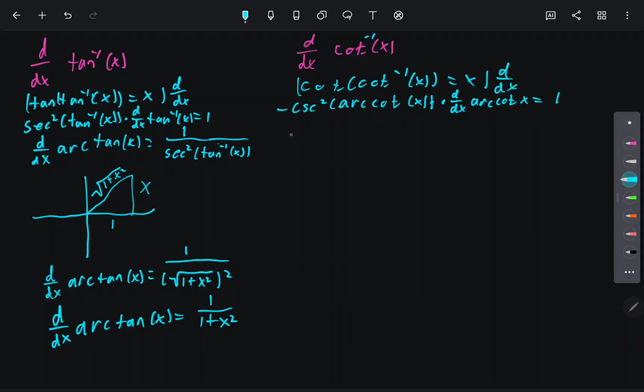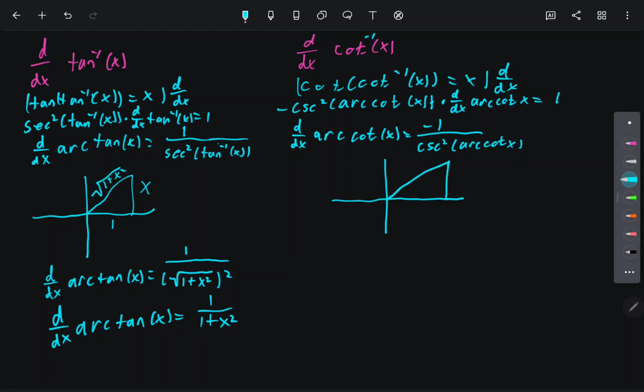So if that's the case, then the derivative with respect to x of arccotangent of x must be equal to negative 1 divided by cosecant squared of arccotangent of x. All right, now what do we do? Once again, we bring it to a triangle. At this point, I'm getting pretty certain that this triangle is pretty cool.